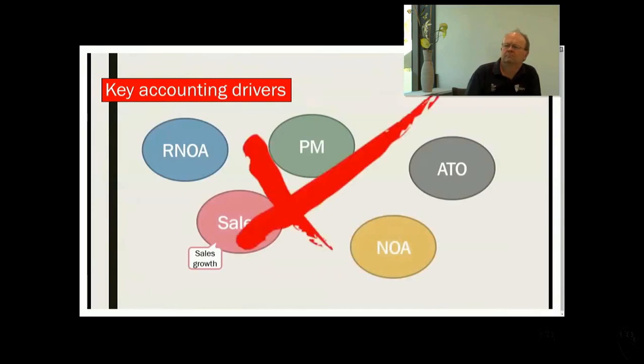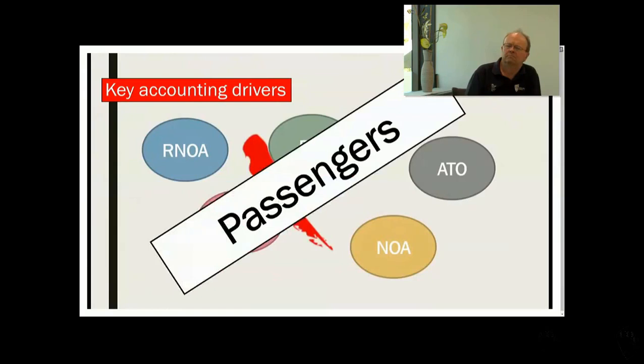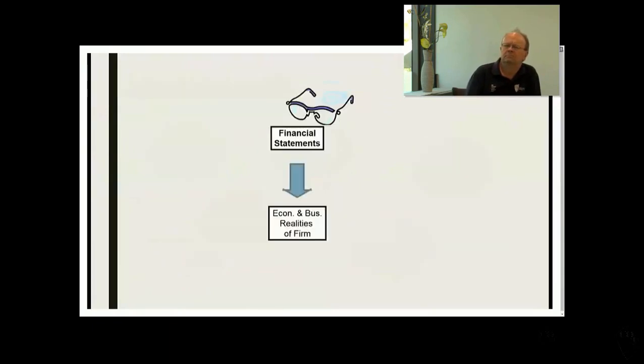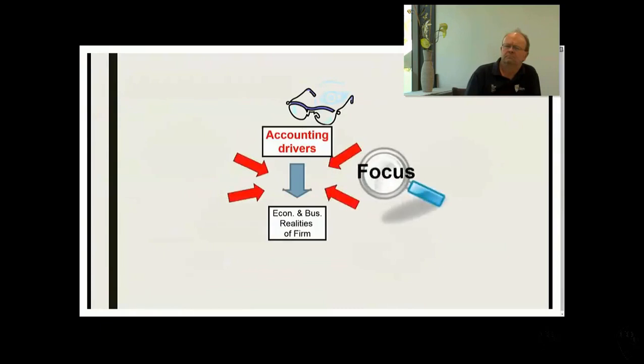These accounting drivers are not themselves driving the value of our firm, but like all accounting numbers, are simply passengers on the journey of our firm and its equity investors and other stakeholders. Why focus on these key accounting drivers? Because by focusing on the key part of a firm's financial statements, we can connect these accounting drivers to the economic and business drivers that are driving them. Connecting the accounting drivers with a firm's economic and business realities is at the heart of financial statement analysis.